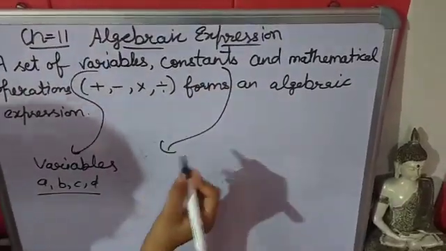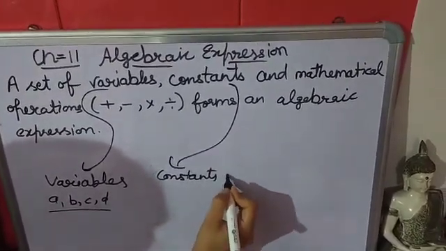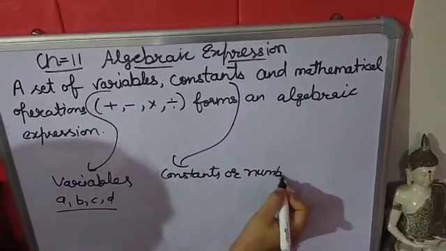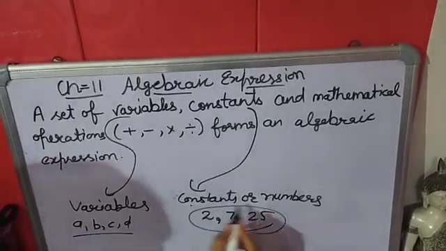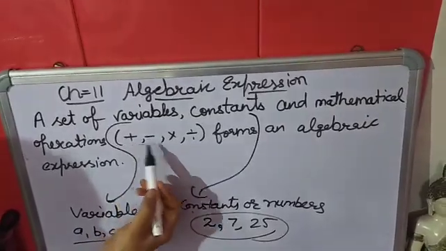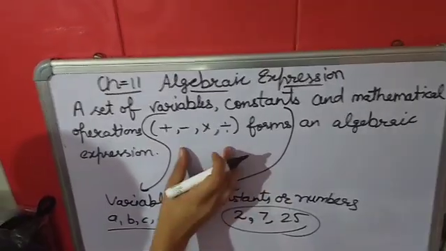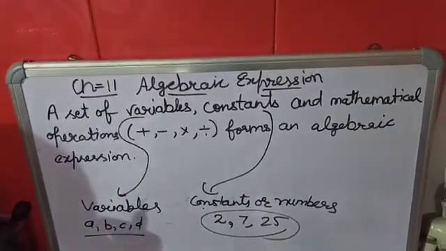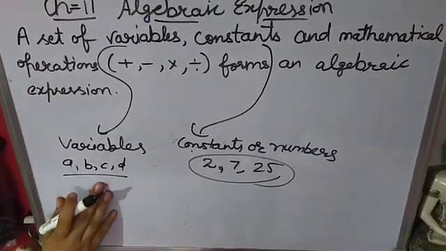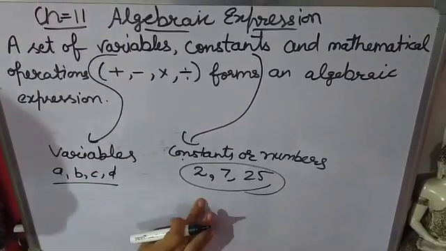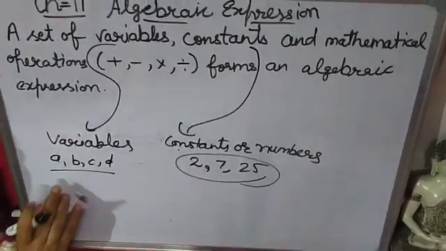And what is a constant? We can say constant or we can say numbers also. Constants or numbers means these counting numbers. These numbers are called constants. And mathematical operations means plus, minus, multiply, divide. The combination of these variables, constants and operations is called an algebraic expression. Variables are those whose value is not fixed, but constants have fixed values.